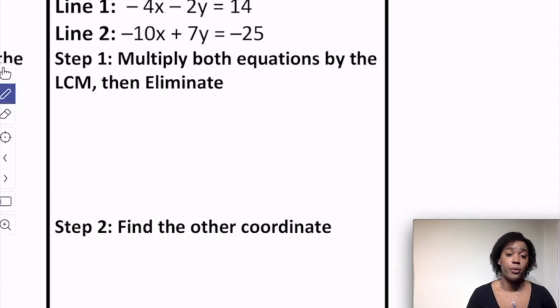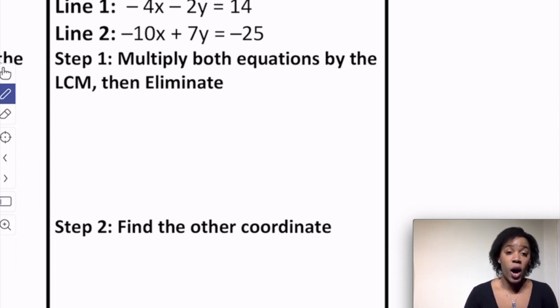So for example 3, instead of multiplying just one equation, I'm actually going to have to multiply both equations in order to get my perfect conditions. So you have to decide which variable you want to eliminate. In this case, I've been having a lot of fun eliminating y, so I'm going to do it again. So I have to decide now, what am I going to multiply line 1 by? What am I going to multiply line 2 by?